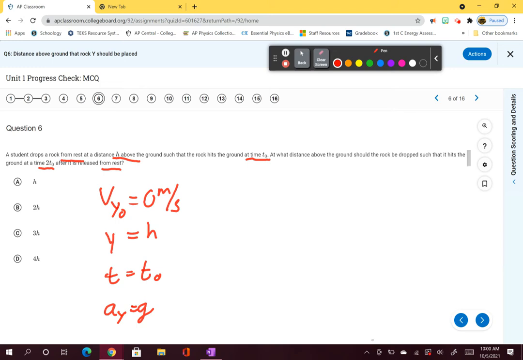So looking at our equations, we would end up using our second equation because it has our y final equals y initial, plus our initial velocity times time, plus 1/2 our acceleration in the y times t squared. It has everything we need. The main thing is we don't have our final velocity, and the other two equations have final velocity.